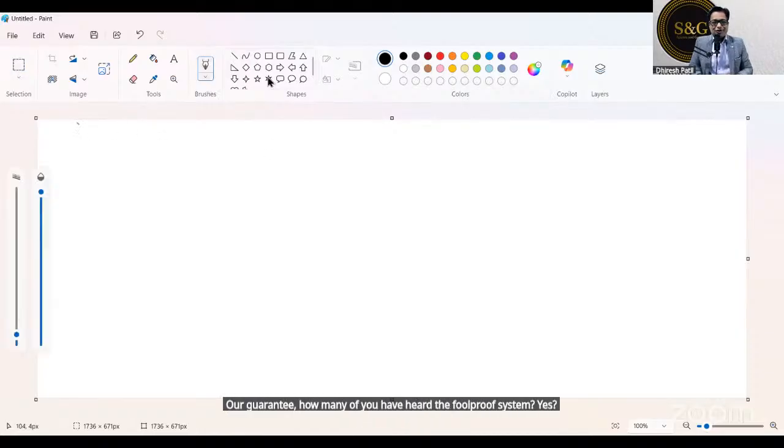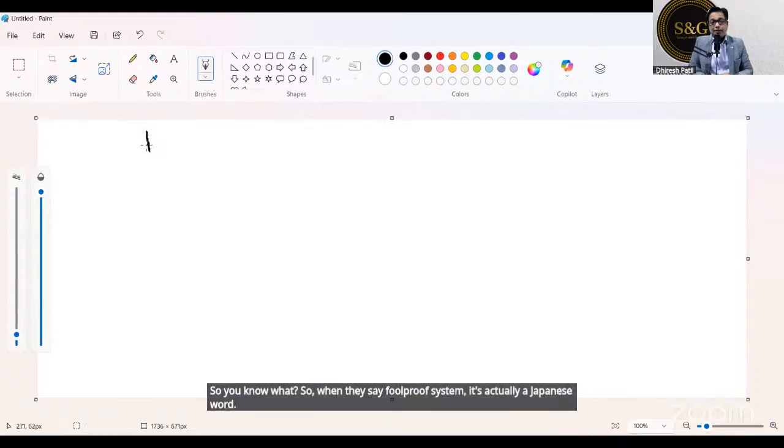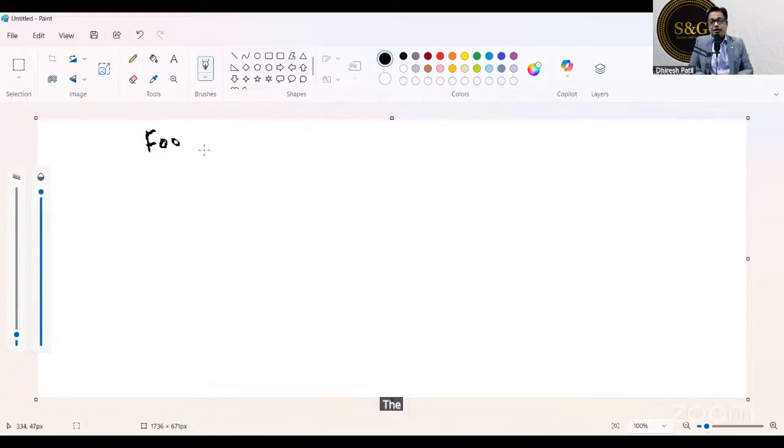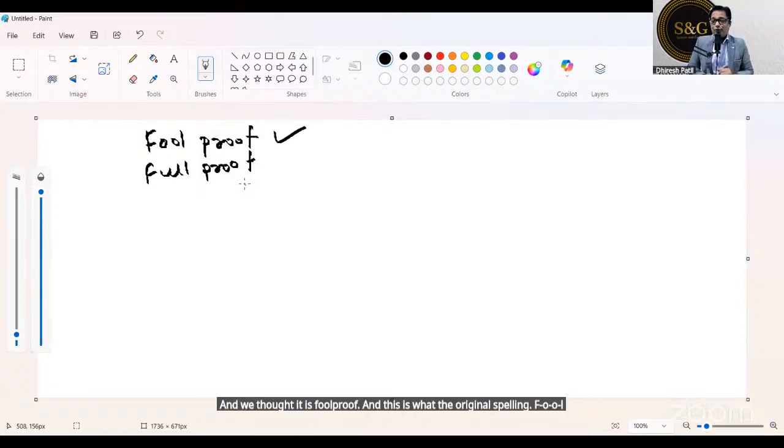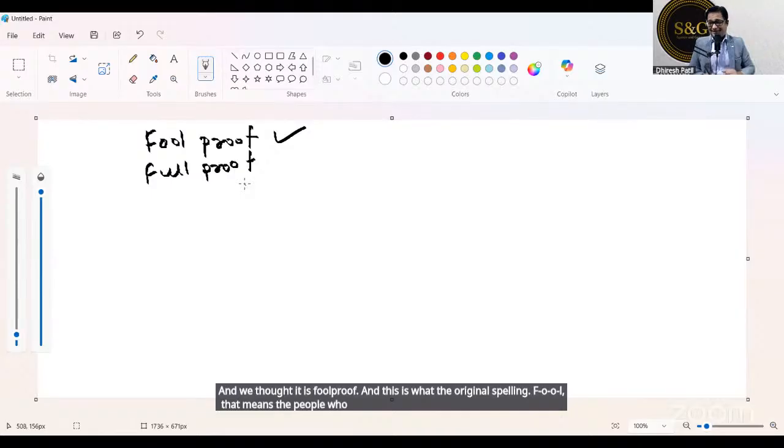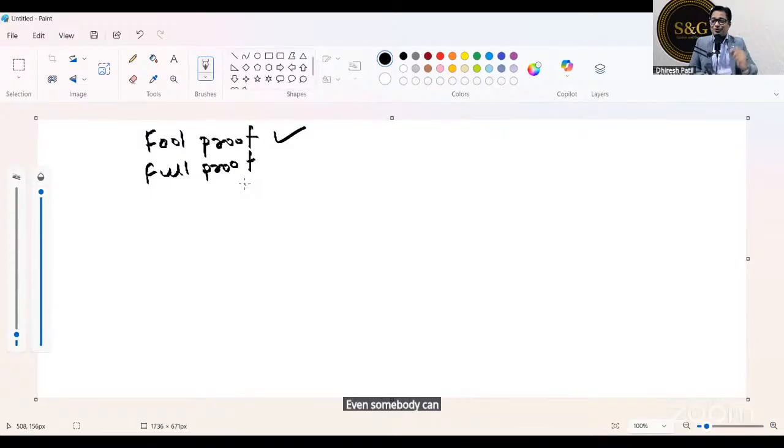Yes. So you know what? When they say foolproof system, it's actually a Japanese word. The spelling was... and we thought it is foolproof. And this was the original spelling, FOOL. That means the people who are using it, even a fool can use it. Even if somebody throws it from the balcony, it will not break. It is called foolproof system.